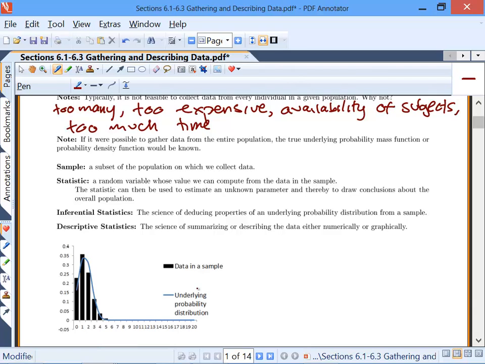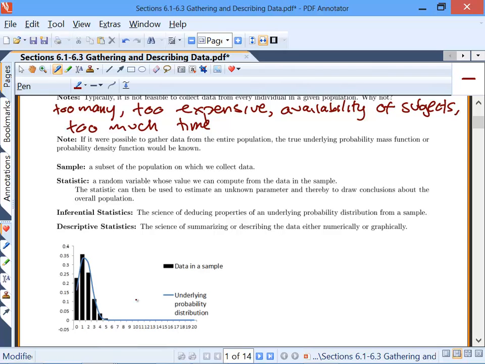So this is an example. This blue line is the underlying probability distribution. I've drawn the blue line. This is what it would look like if I had all the data in the population. Now the black bars are for the data in one sample. I just generated a sample. Notice it doesn't line up exactly with my curve. No, but it is fairly close.